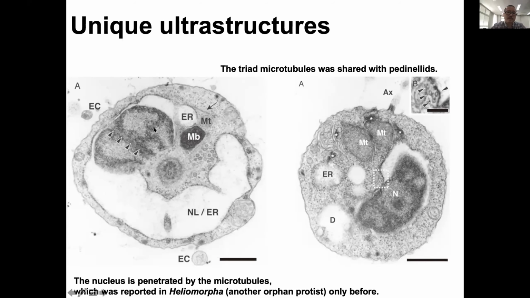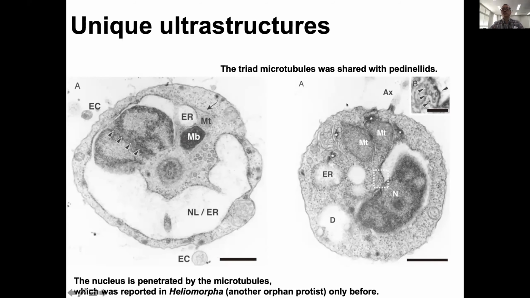The penetrated nucleus was only reported from Heliomorpha. That is another orphan protist. So I want to say the body plan is different between MH and central heliozoa. It's a big difference. And further, microtubular arrangement is also a very important characteristic because microtubular arrangement is very conserved. And MH has a triad microtubular arrangement like this.